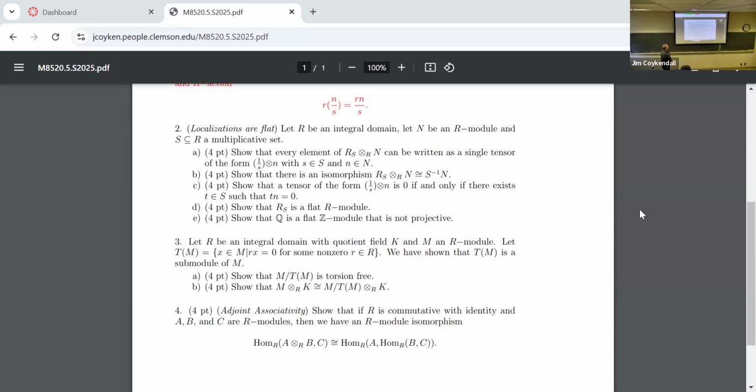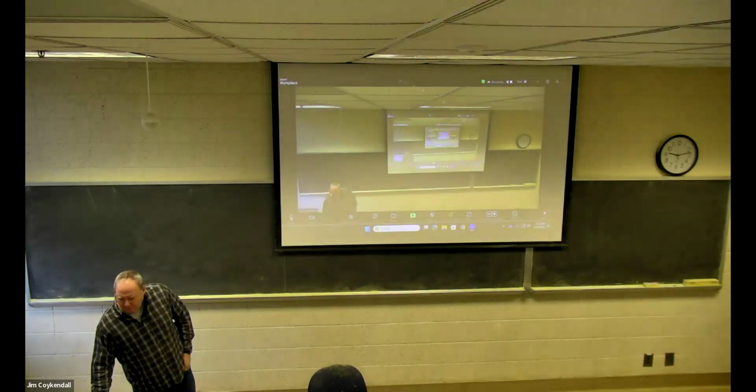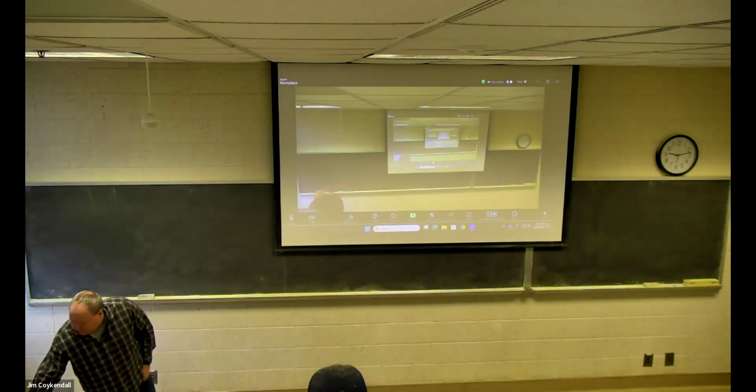And for adjoint associativity, we talked about this earlier. We talked about the maps in both directions. Show me this one: if R is a commutative ring with identity, and A, B, and C are R modules, show that we have this isomorphism of R modules from Hom of the tensor product of A and B to C, into the homomorphisms from A to the homomorphisms from B to C. Okay, any questions on that?